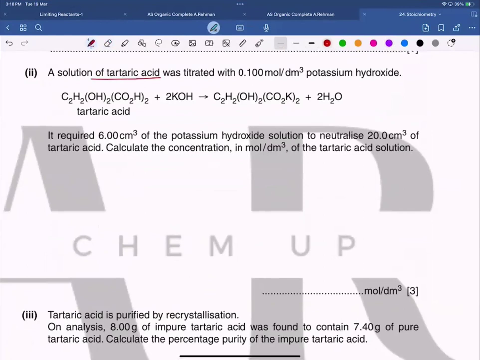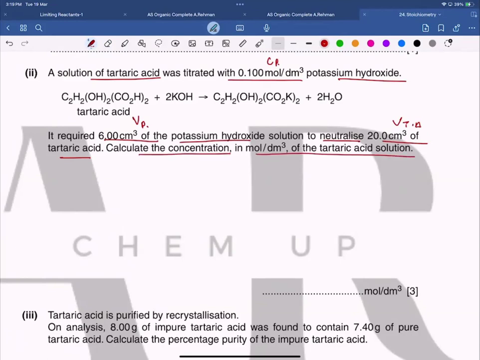A solution of tartaric acid was titrated with 1 mole per dm cube potassium hydroxide. It required 6 centimeter cube of potassium hydroxide solution to neutralize 20 centimeter cube of tartaric acid. So this is the volume of tartaric acid. This is the volume of potassium hydroxide. And here it is the concentration of potassium hydroxide, right? So as I have told you, first look at the substance whose amounts are given and you need to convert it into moles. Okay, now what is required? Calculate the concentration in mole per dm cube of tartaric acid.